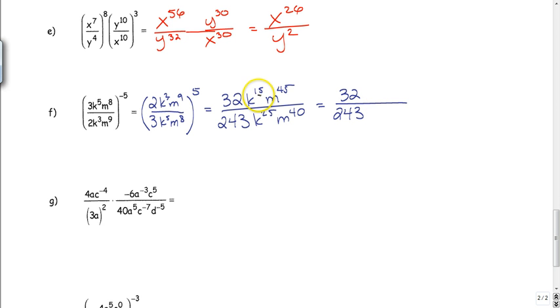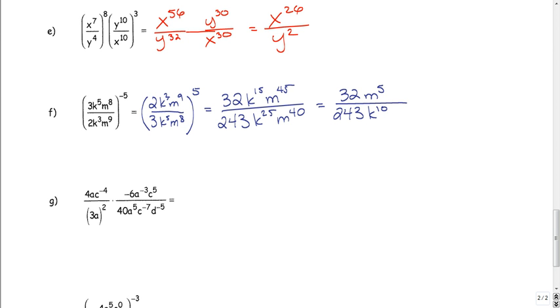But we have 15 k's on top, 25 on the bottom, so there's more k's downstairs, so that's where the party goes. We have 45 m's on top and only 40 on the bottom, so we're going to have the party up top, so we have m to the 5, and now you are done.